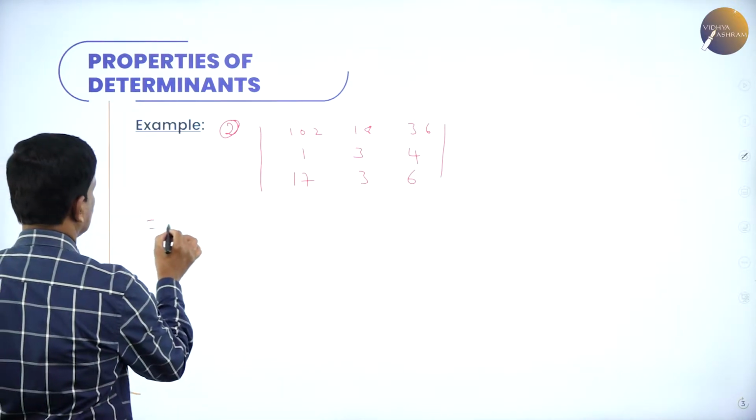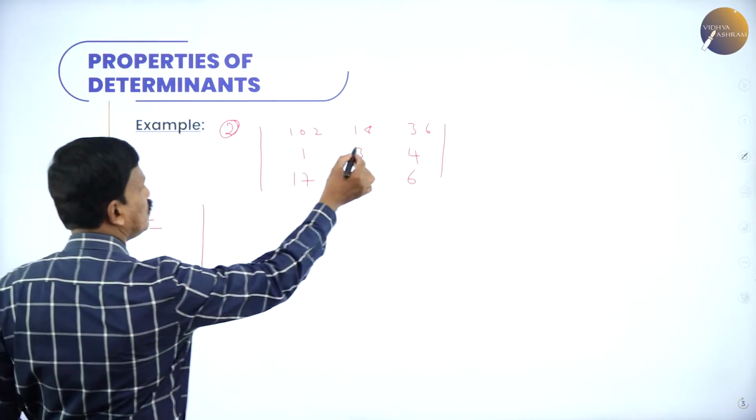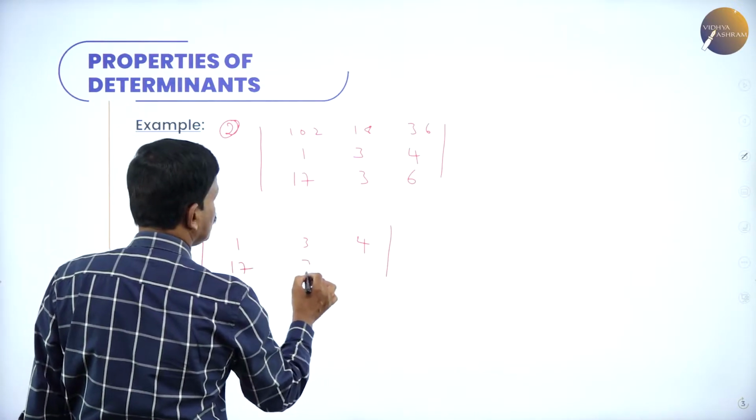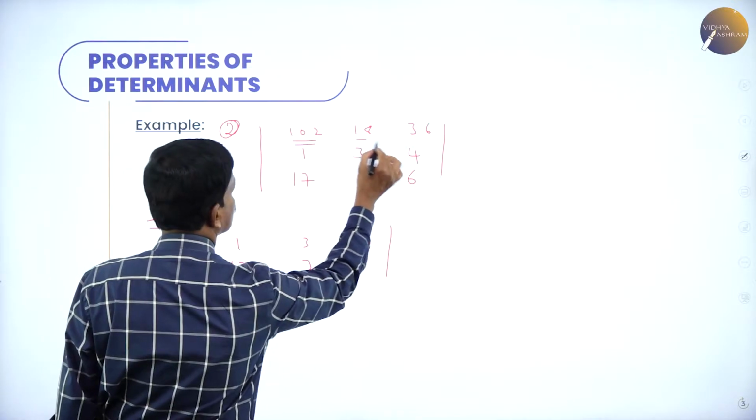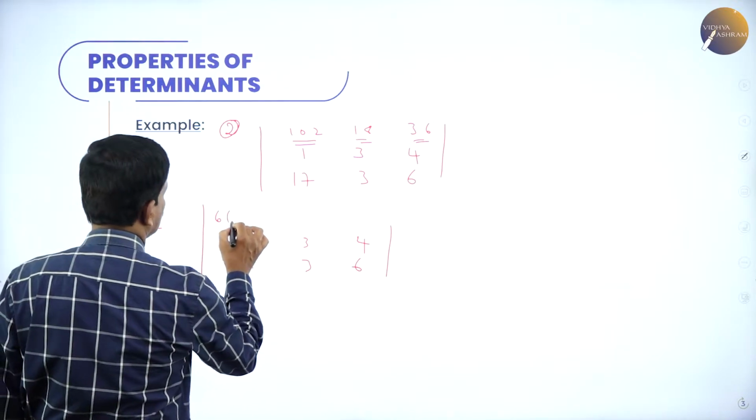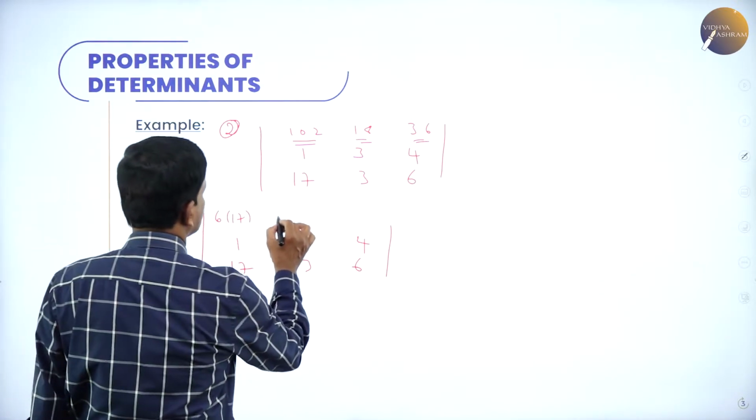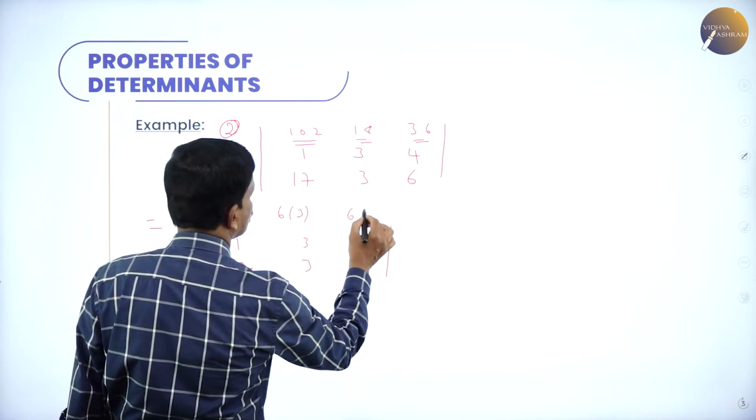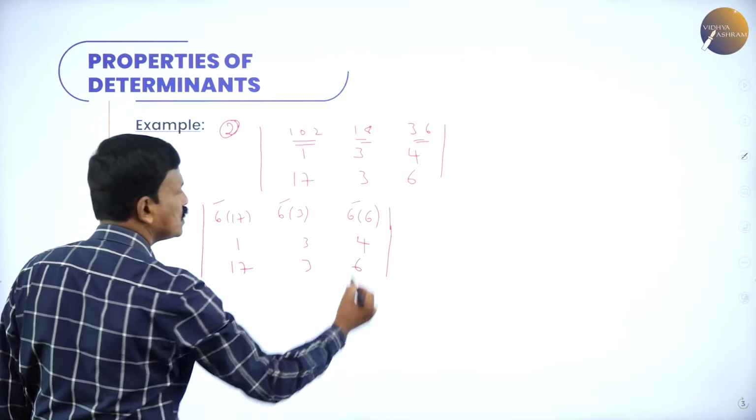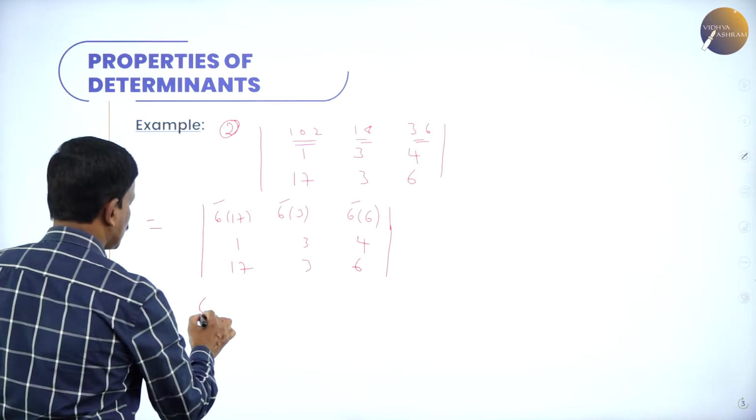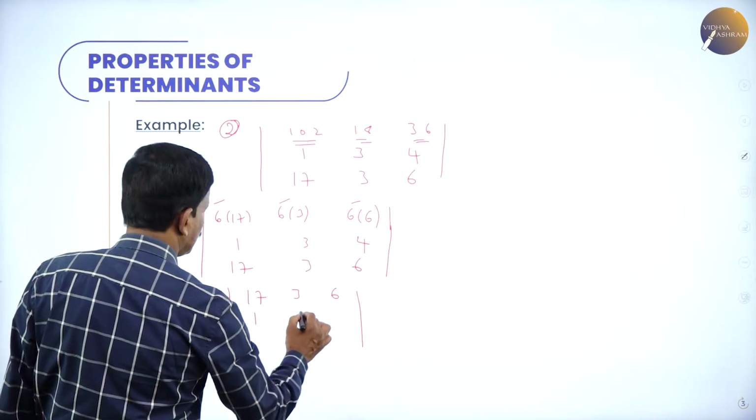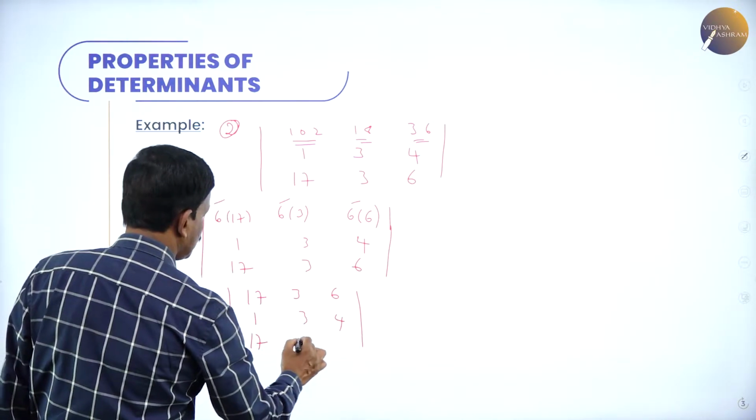Now this can be factorized. You just keep 1, 3, 4 as it is, and 17, 3, 6 as it is. These are the factors of 6. So the first row can be written as 6 into 17, again 6 into 3, again 6 into 6. So here you can remove 6, a constant, as the common factor. If you take 6 out, you are going to get 17, 3, 6 in the first row, then 1, 3, 4, and 17, 3 and 6.